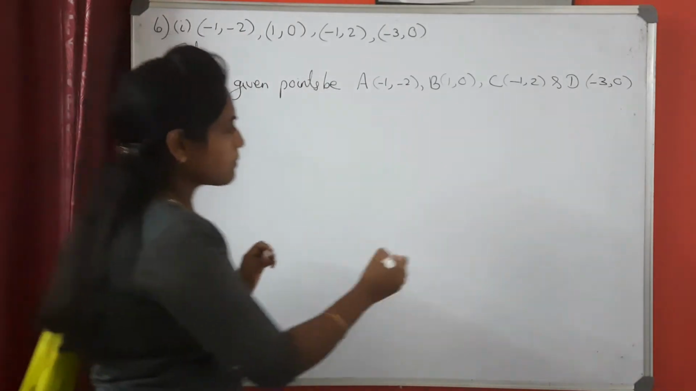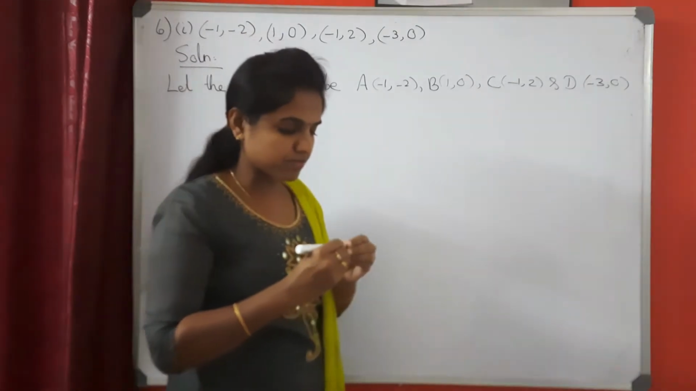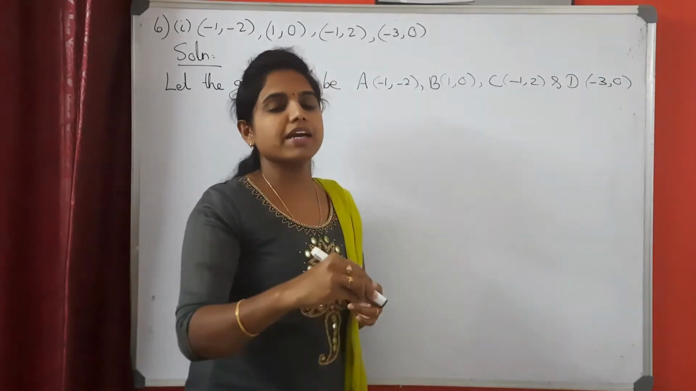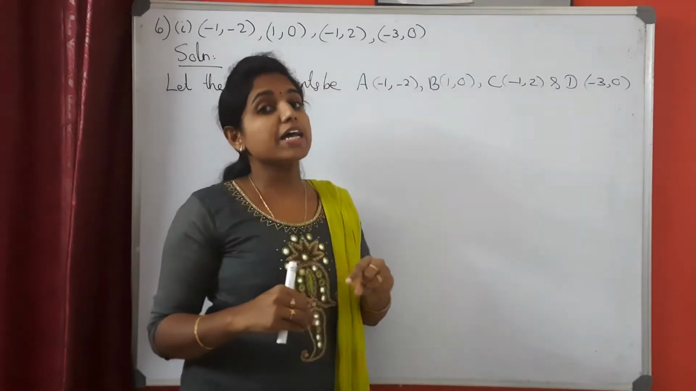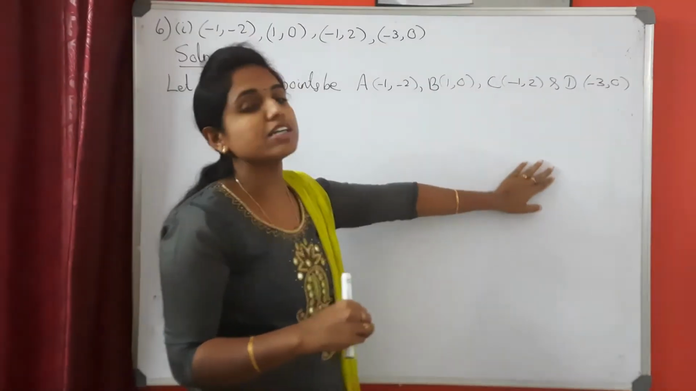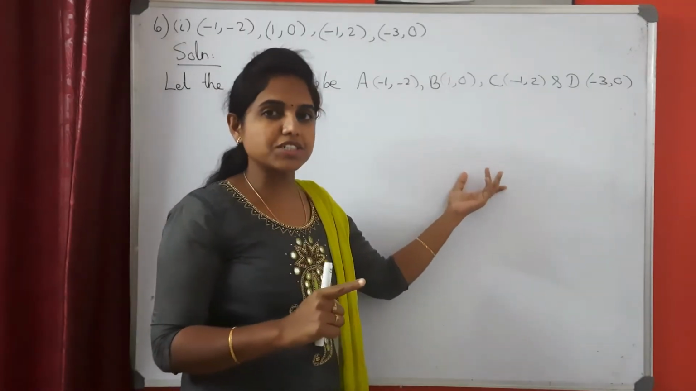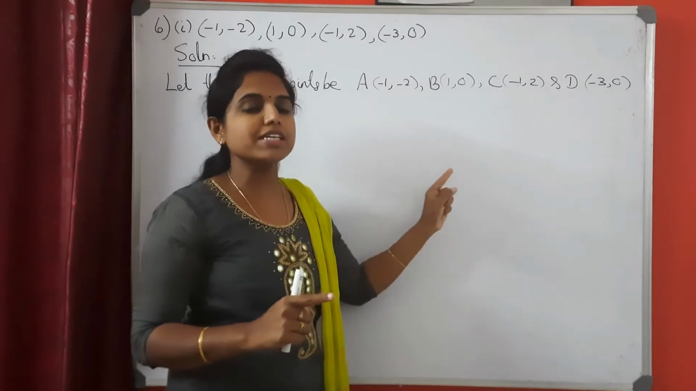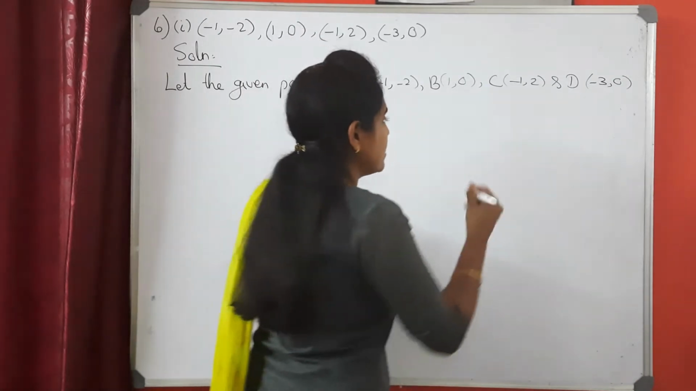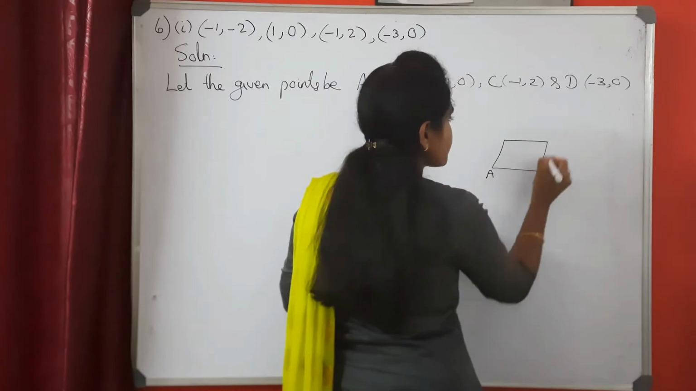Next, suppose it is a quadrilateral. What is the condition of a quadrilateral? It has 4 vertices, and no more than 2 points should lie in the same line. If that condition holds, then we can say the 4 points form a quadrilateral. So we need to check. Suppose it is the quadrilateral ABCD.